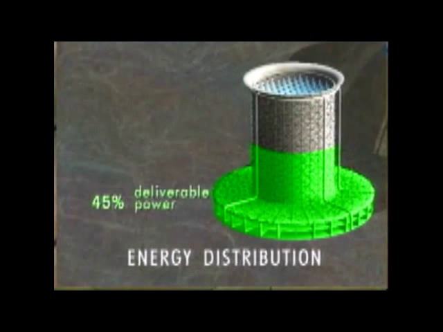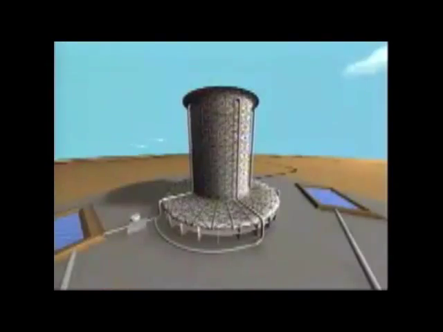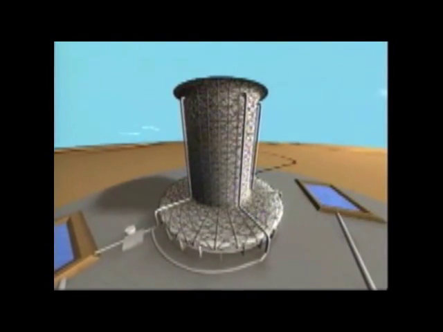45% of the energy produced in this process is deliverable as electrical power. 33% is used for water pumping to the top of the tower, and the remaining 22% are energy losses. Such an energy tower can provide a city of around 1 million residents with all its electricity needs, which is equivalent to 460 megawatts average annual production.